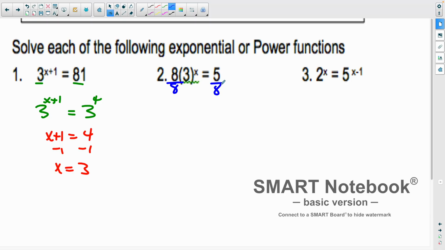I'm going to divide by it. I'm going to get rid of it. So I'm going to go 3 to the x is equal to 5/8. What I'm trying to do is get a base and an exponent by itself. Okay? That's what I have. Now, do I have like bases?